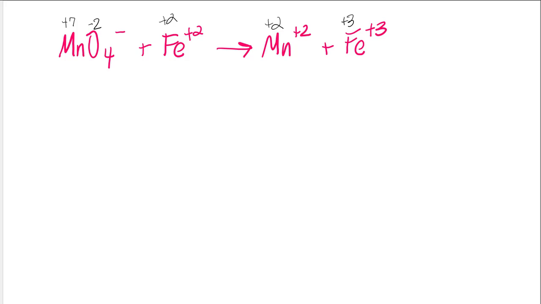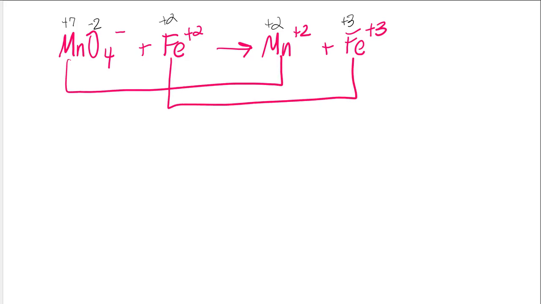I have MnO4 with a minus charge, so I already looked at oxidation numbers for oxygen and manganese, plus iron, a +2 ion, combined to create manganese +2 and iron 3+. Now we can look at this and we can see that I have 2 sets of pairs here.